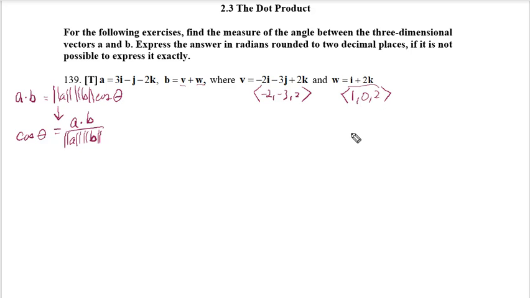So when we add those, we get vector B is -2 plus 1, -3 plus 0, and 2 plus 2. So then, the dot product of A and B would be 3 times -1. I'll go ahead and multiply these out. And -1 times -3. And -2 times 4.